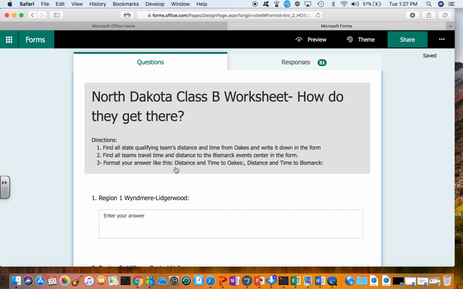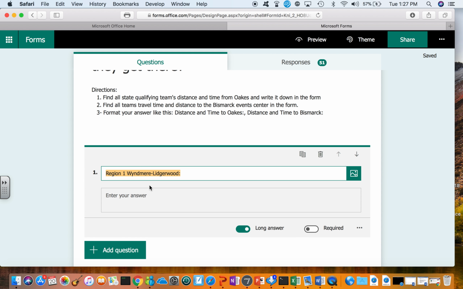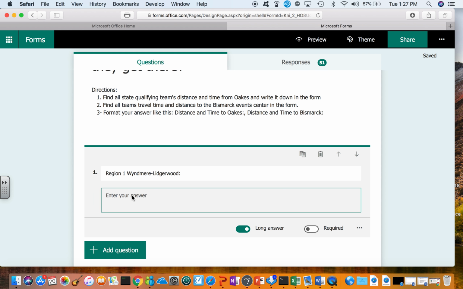Find all the teams' travel time and distance to Bismarck, the Bismarck Event Center, in the form. Format your answer like this: distance and time to Oaks, distance and time to Bismarck. So first of all, you're going to want to find, your format won't look like mine, the distance from Oaks to Wyndmere or Lidgerwood, since it's 2 times. So I'm going to use Wyndmere.